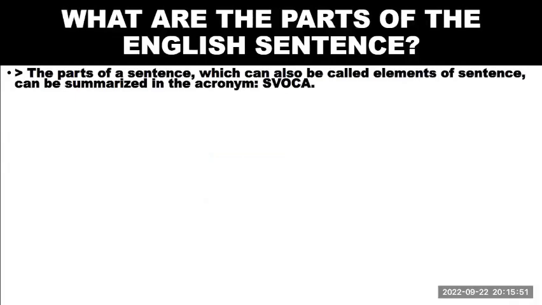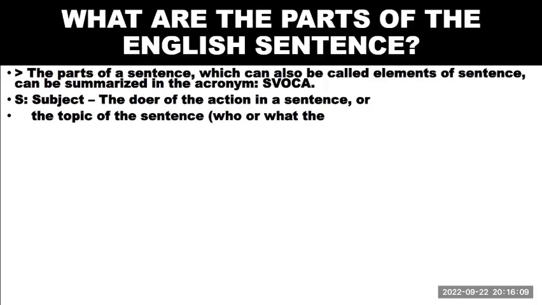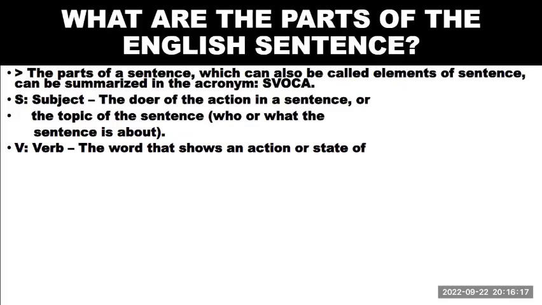The parts of a sentence, which can also be called elements of sentence, can be summarized in the acronym SVOCA, S-V-O-C-A, all right? Now, S stands for subject, and the subject is the doer of the action in a sentence or the topic of the sentence. In other words, the subject is who or what the sentence is about. Then the verb, of course, is the word that shows an action or state of being.